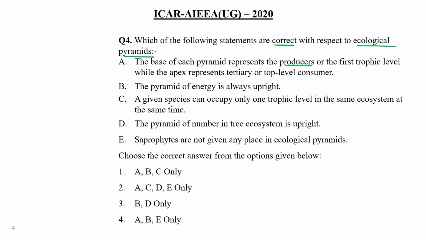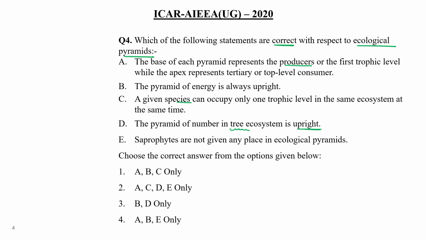C, a given species can occupy only one trophic level in the same ecosystem at the same time. Is it? No. If we are discussing food web, one species can change its trophic level. So this one is not the correct statement, right? The pyramid of number in tree ecosystem is upright. Tree.